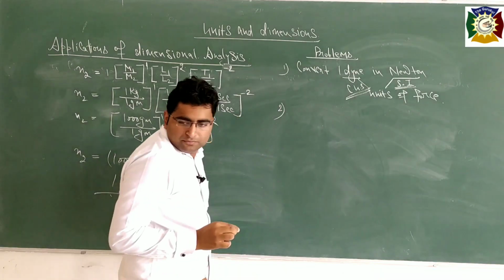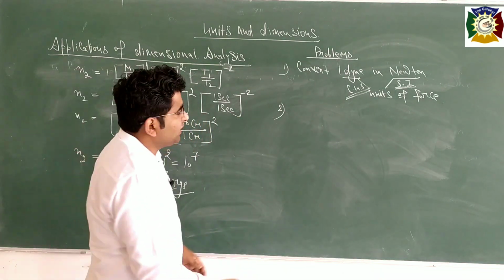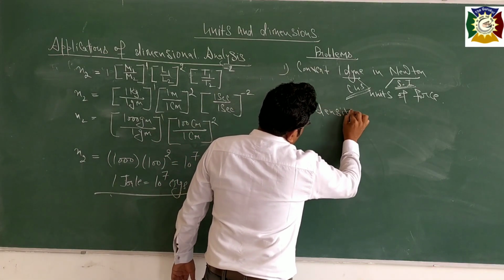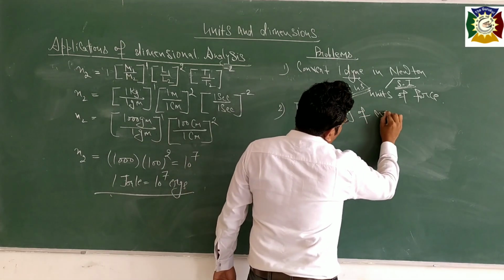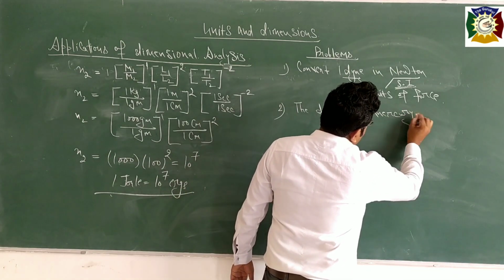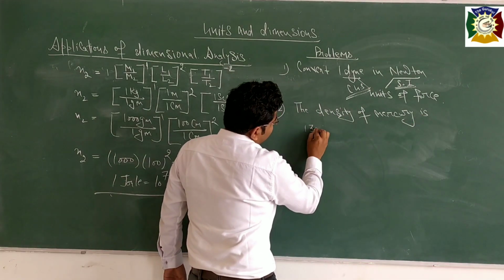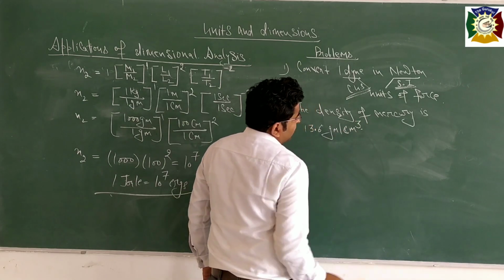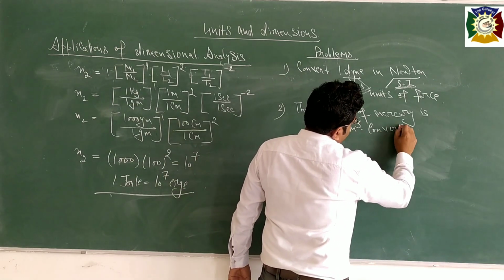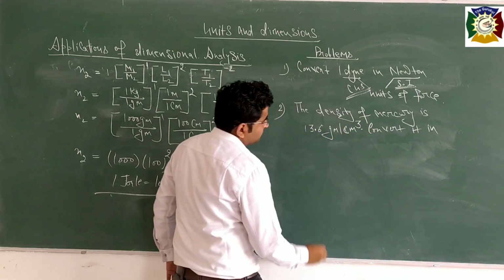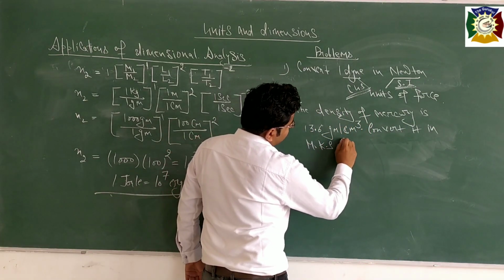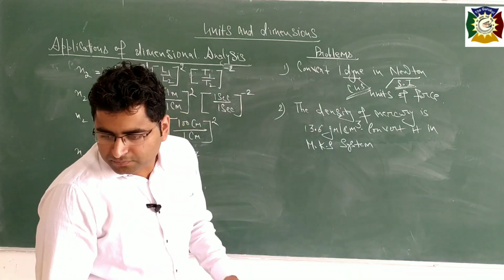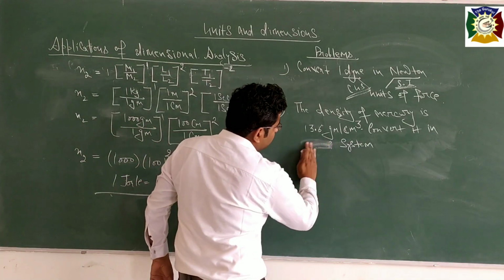Second, the density of mercury is 13.6 gram per centimeter cube. Convert it in SI system.